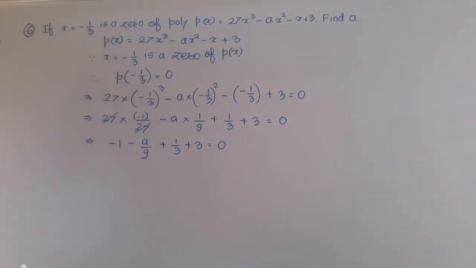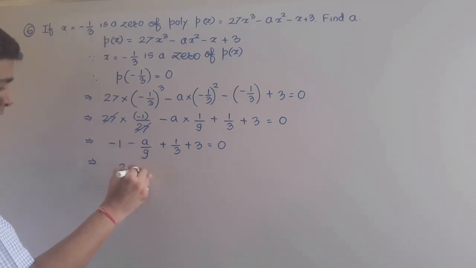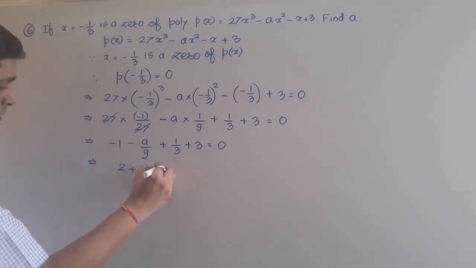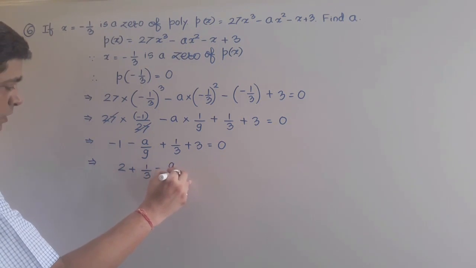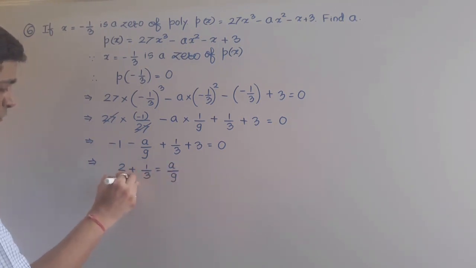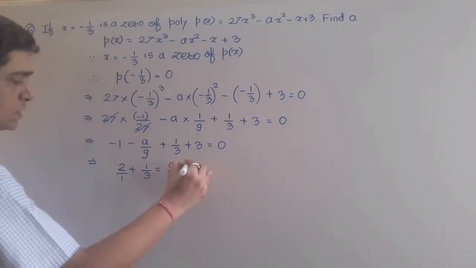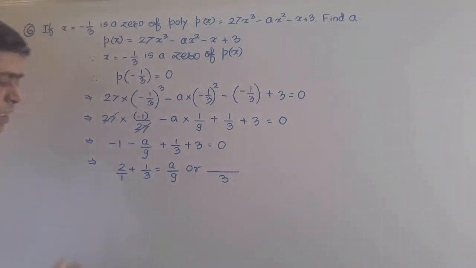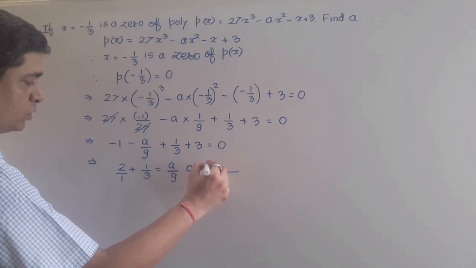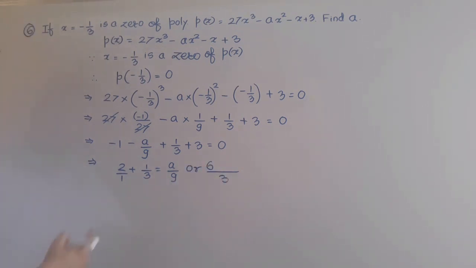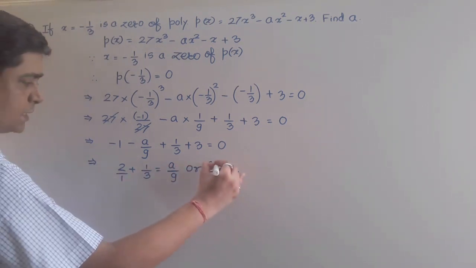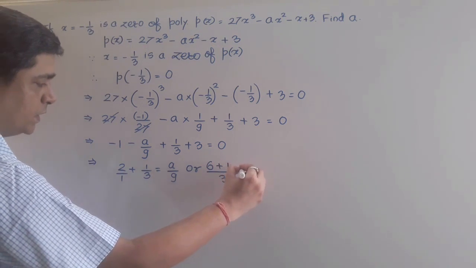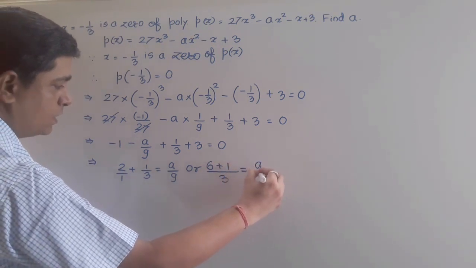Okay. So now we can say that 3 minus 1, remaining 2, plus 1 upon 3 is equal to a upon 9. In the upon of 2 I can say 1. So we can write down 1, and the LCM of 1 and 3 will be 3. Cross multiplication: 3 into 2 will become 6, and 1 into 1, plus 1, is equal to a upon 9.